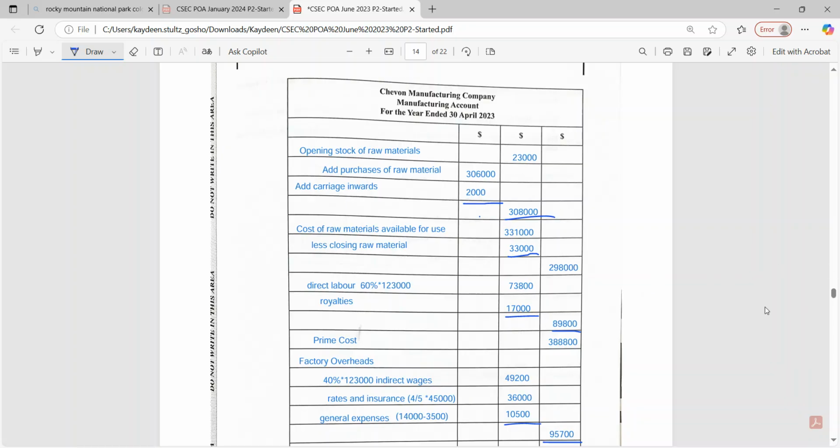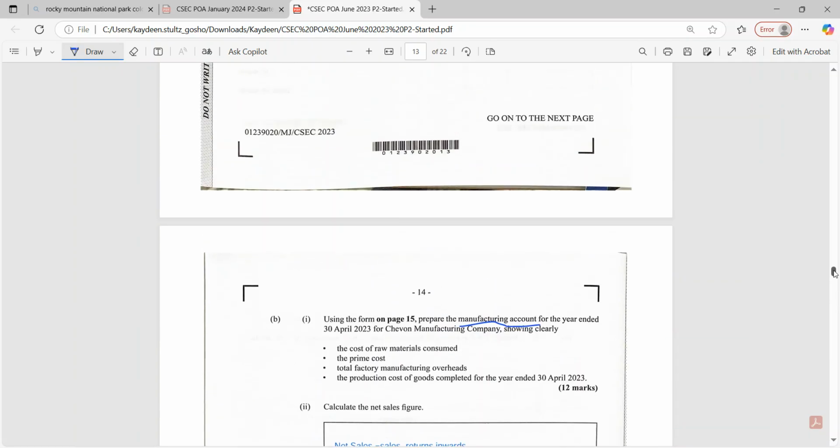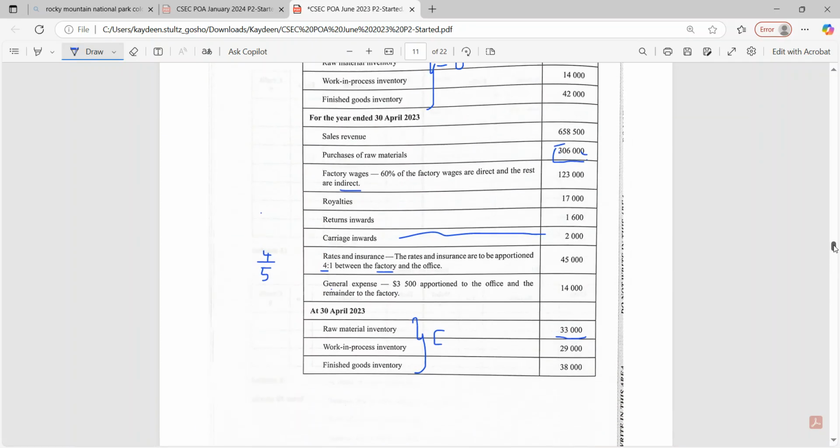Now it's time for us to add our other direct expenses. So you would be looking for direct labor or royalties, because we said that there are only three direct costs in a manufacturing company: direct material, direct labor, and royalties. So let's just look if we see direct labor and royalties. All right. So here we see royalties, and that is for 17,000. We also see direct labor. It says 60% of factory wages are direct.